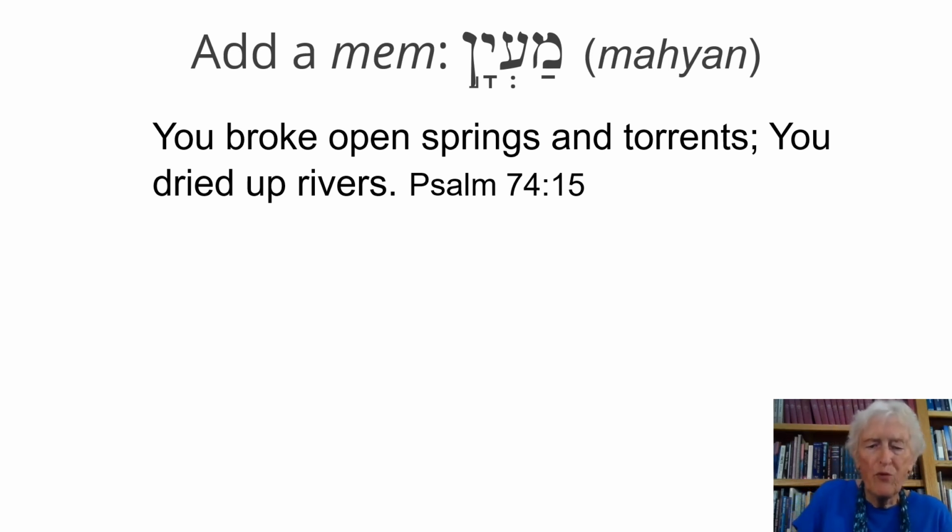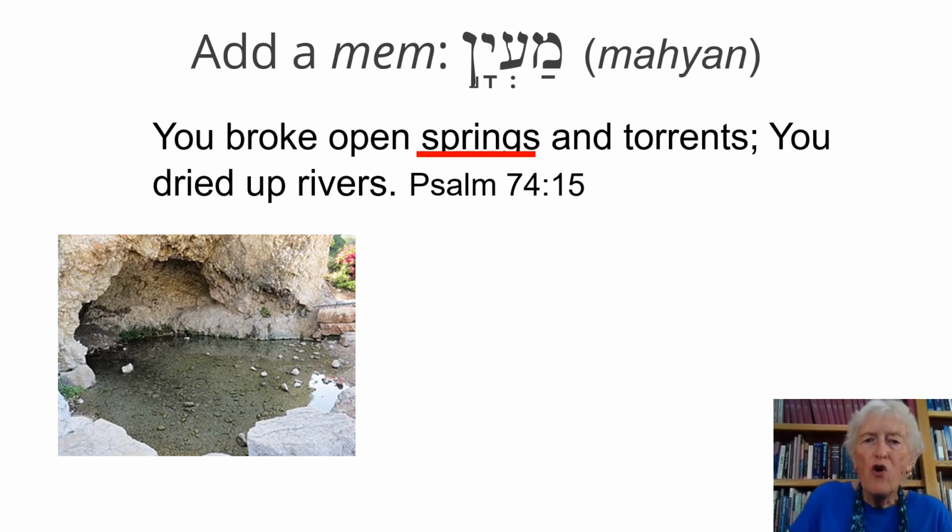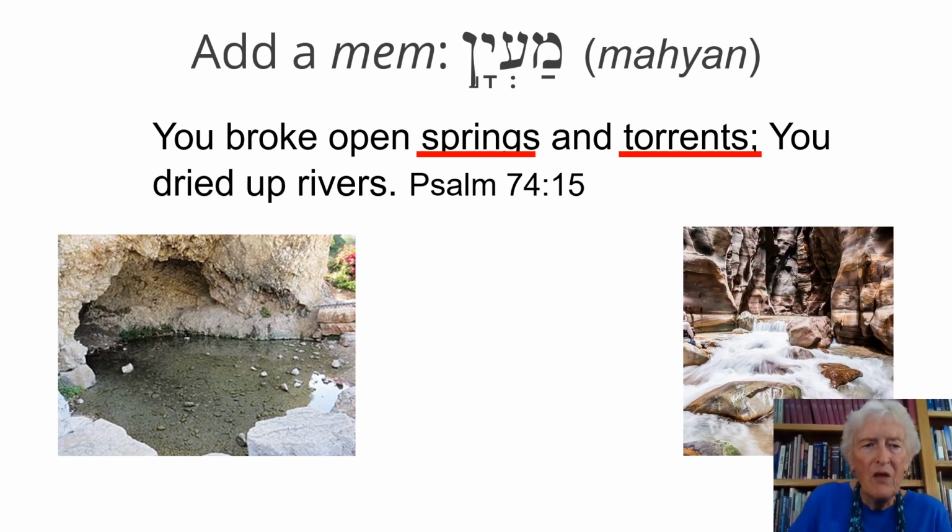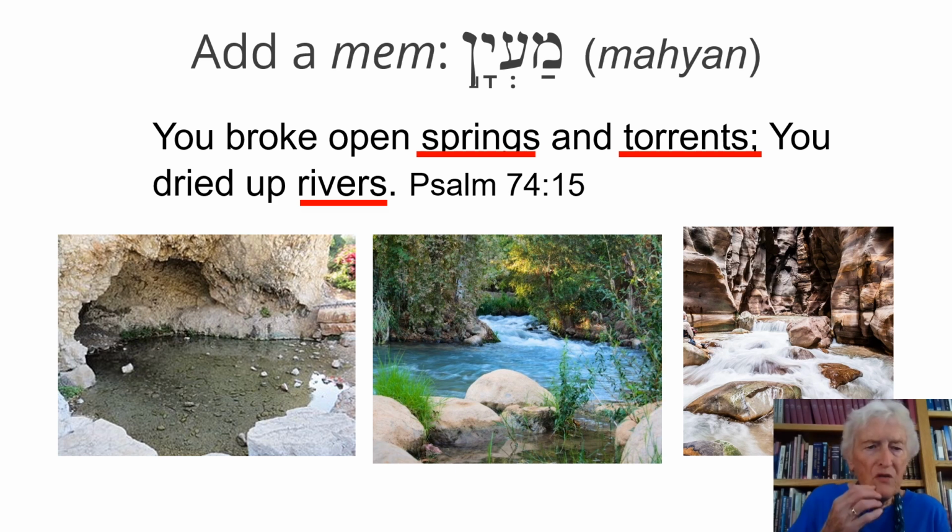You broke open springs and torrents. You dried up rivers. So I have pictures here. These are all coming from Israel. The spring is where the story of Gideon came down, and Gideon said, drink from the spring, the water's coming out from deep under the ground. And those who acted like idol worship, they kneeled down and they acted like idol worship. He said, I don't want you. And it only left 400 who were drinking without it looking like idol worship.